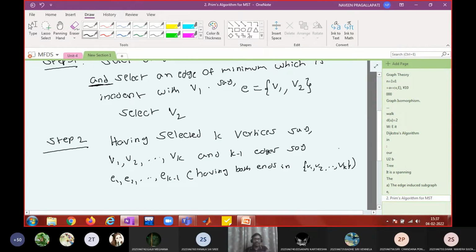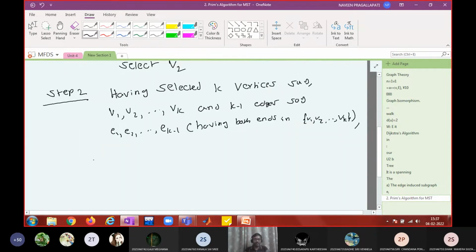Then select an edge Ek of minimum weight, which is incident with one of these vertices. That means one end must be incident with one of these vertices. Other end will be in the remaining set of vertices. Ek of minimum weight in the edge set.